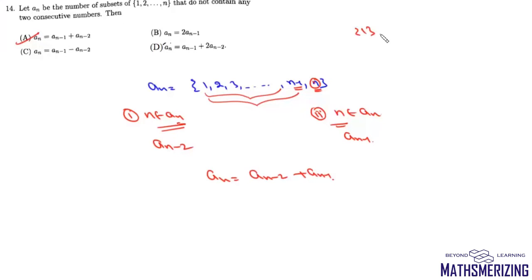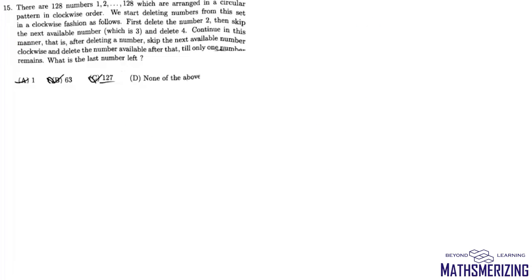Suppose we have only one element. In that case, number of subsets will be 2, including 5. If we have two elements, 1 and 2, then number of subsets will be 3. If we have 1, 2 and 3, then 1 is 5, then plus 3, 1, 2 or 3, and then plus 1, which is 1 or 3. So 2 plus 3, it is equal to 5, and that's your option number A.